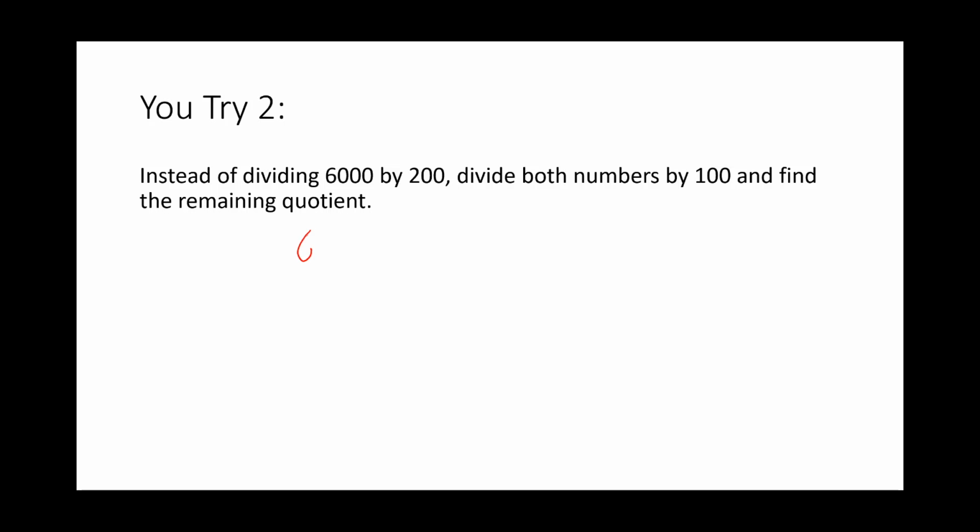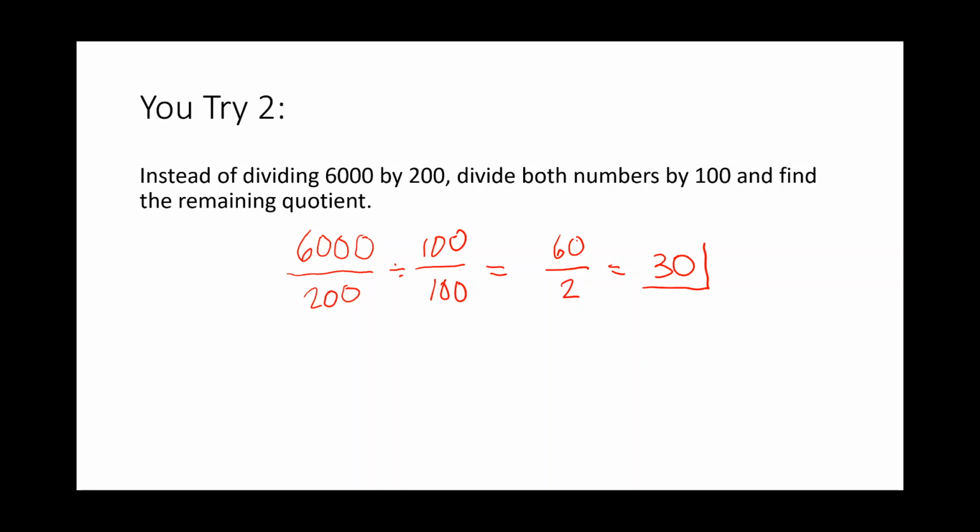Okay. Now that you've tried it out on your own, let's do it together. So instead of dividing 6,000 by 200, let's divide both numbers by 100. If I take off 100, that means I'm taking off 2 zeros. That's going to give me 60 over 2. 60 over 2 I can do in my head. That's 30. Much easier.